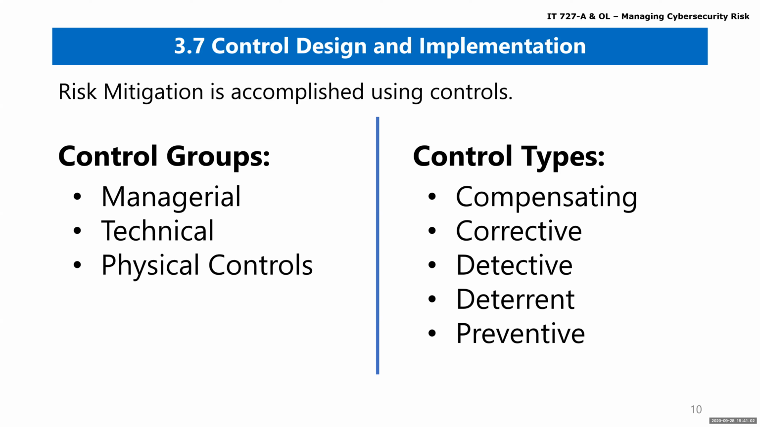That's what we want. Now, beyond the groups, we also have different types of control. Again, we touched upon this in chapter 1, but we have compensating, corrective, detective, deterrent, and preventive.